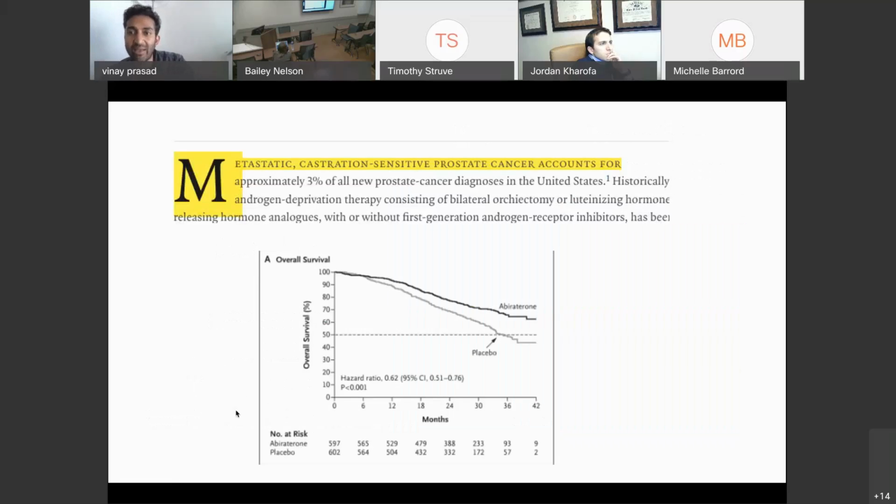Let me just give you the other example. This is the trial of abiraterone or placebo in castrate-sensitive disease. But it turned out that if you got placebo here, we already had two randomized trials showing that abiraterone is a life-prolonging agent in castrate-resistant disease. So these people should get abiraterone eventually. It turned out they never did.